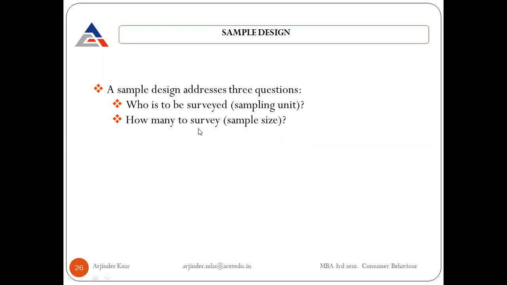How many to survey? Whether you should survey 10 people, 20 people, 100 or 1,000 people. So the number of people to be surveyed constitutes the sample size. And last is how the respondents should be chosen. Whether it should be random sampling or non-random sampling, or probability or some other method of sampling.